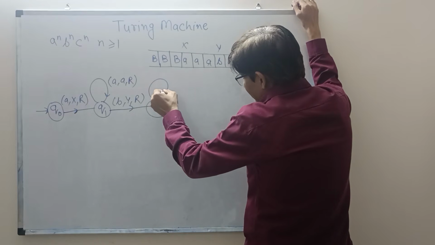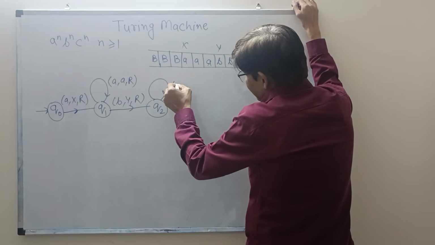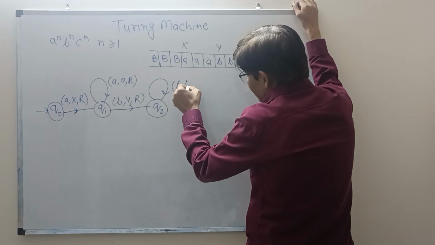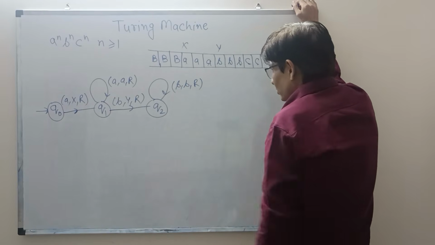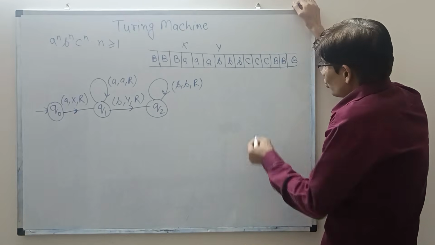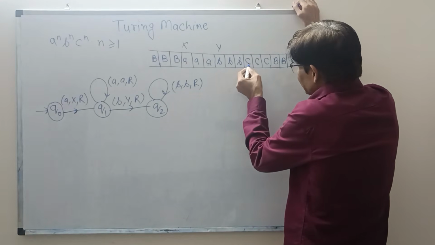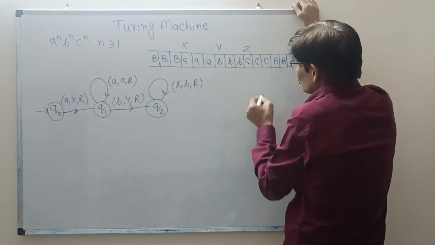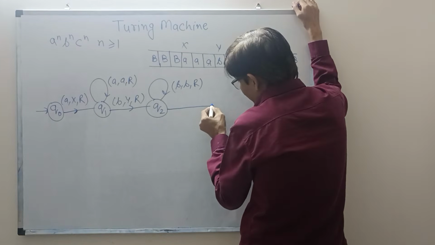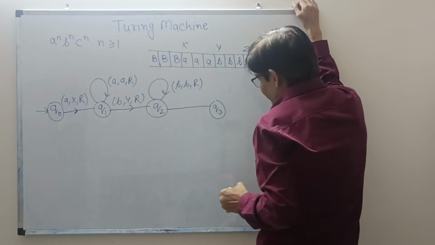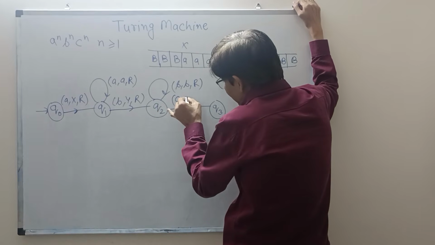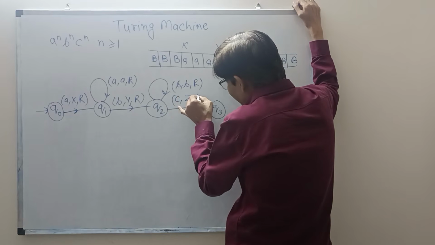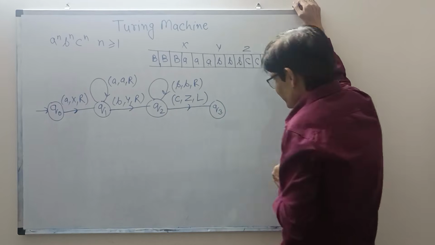So you can represent it like this. On B, you will leave them as they are and continue to move towards right. And then on Q2, if you get the first C, you will convert this into Z, reverse the direction of movement, and change your state to Q3. You will start moving towards left.